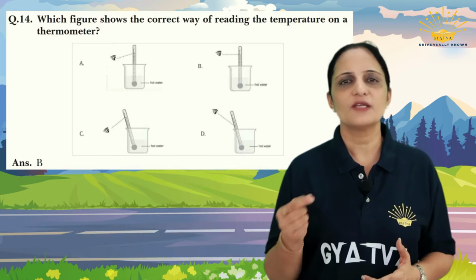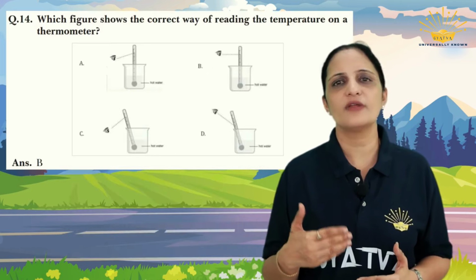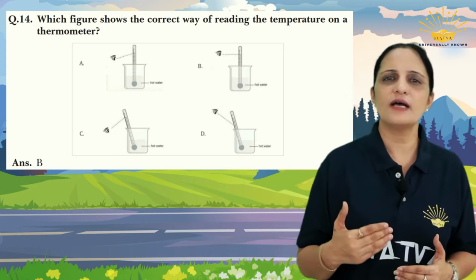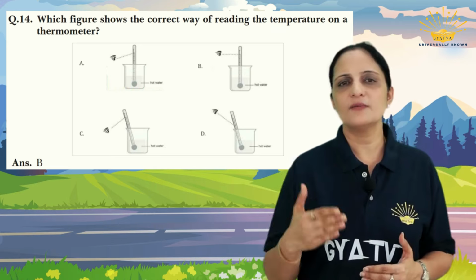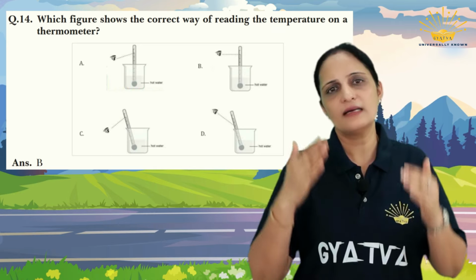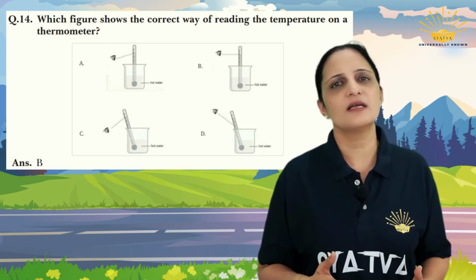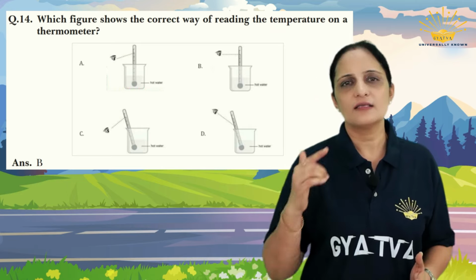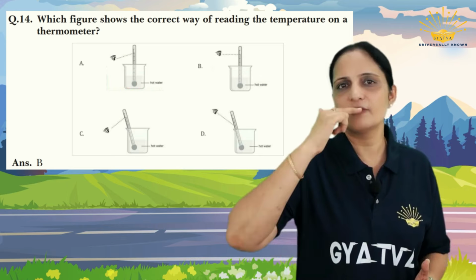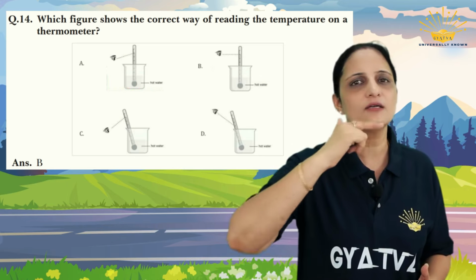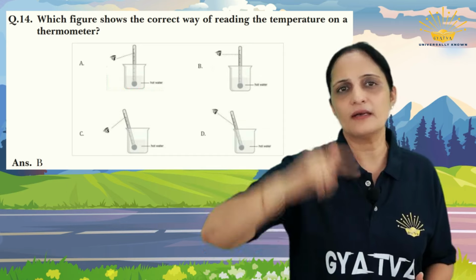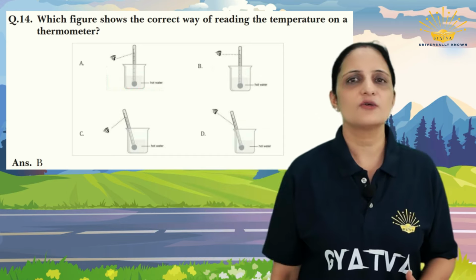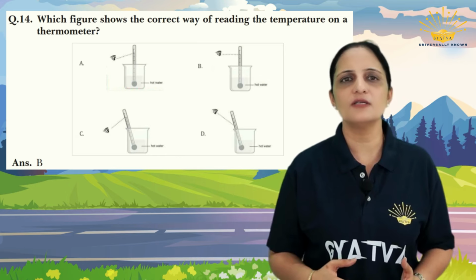Question number 14, which figure shows the correct way of reading the temperature on a thermometer? So you have 4 figures with you. There is a beaker which contains some liquid and a thermometer is inserted, and then we have the position of the eye. As you can see, the position of the eye should be in vertical direction along the mark of the thermometer. Where the reading is coming, it should be exactly vertically aligned. So according to that, the correct option is option B.